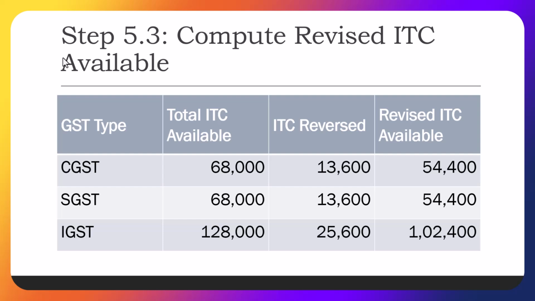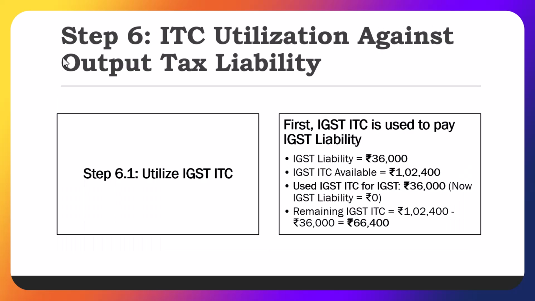Fine. So that means the total ITC available, then the ITC reversed, and then the revised ITC available. Now he is going to utilize the ITC. First, IGST ITC is used to pay IGST liability. IGST liability is equal to 36,000. IGST ITC available is 1,02,400. Used IGST ITC for IGST is 36,000, and remaining IGST ITC is 1,02,400 minus 36,000, that is 66,400.